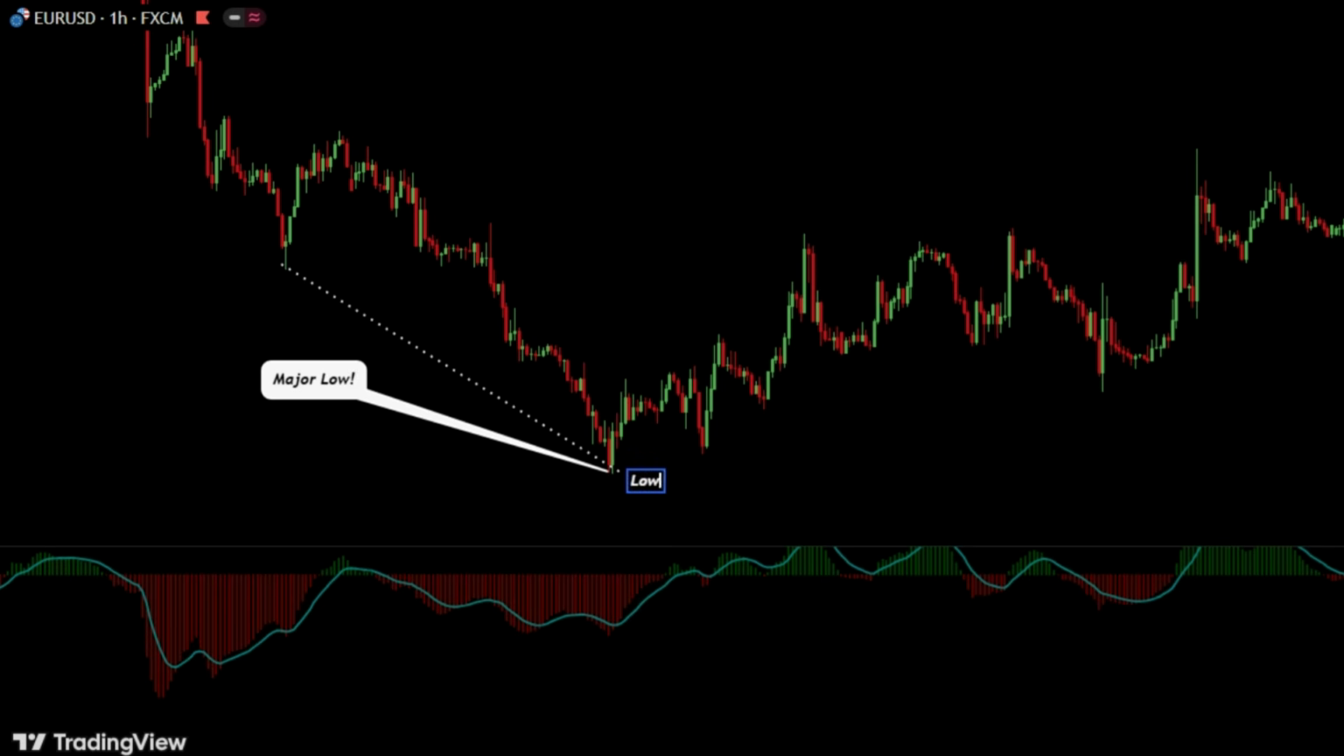The price has made a lower low, which normally confirms the downtrend. But if you look at the indicator, it is telling a different story by forming a higher low. This contradiction between the price and the indicator implies that the momentum is fading and something could be about to happen, either a period of ranging market or a beginning of a new uptrend. This is what we call divergence.